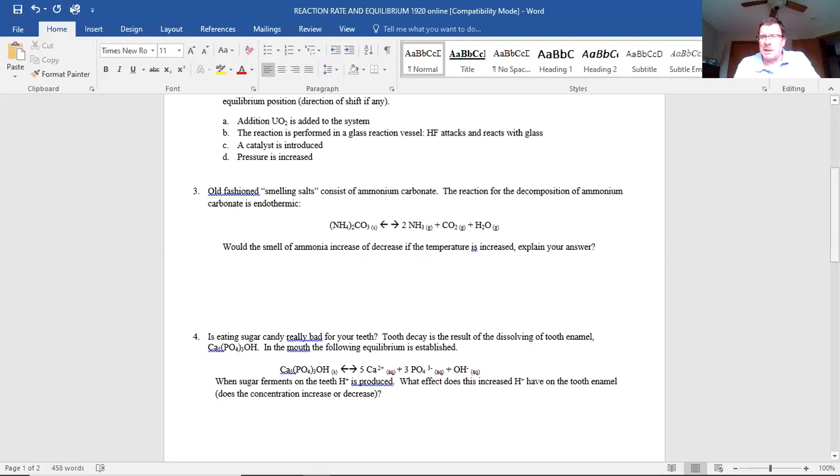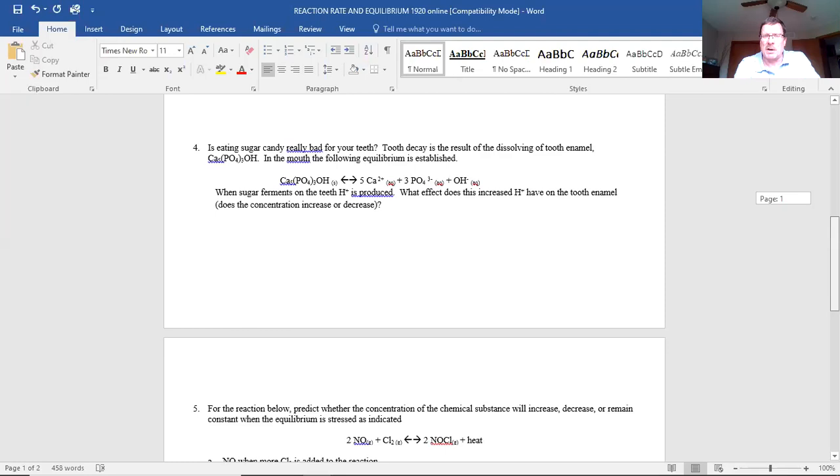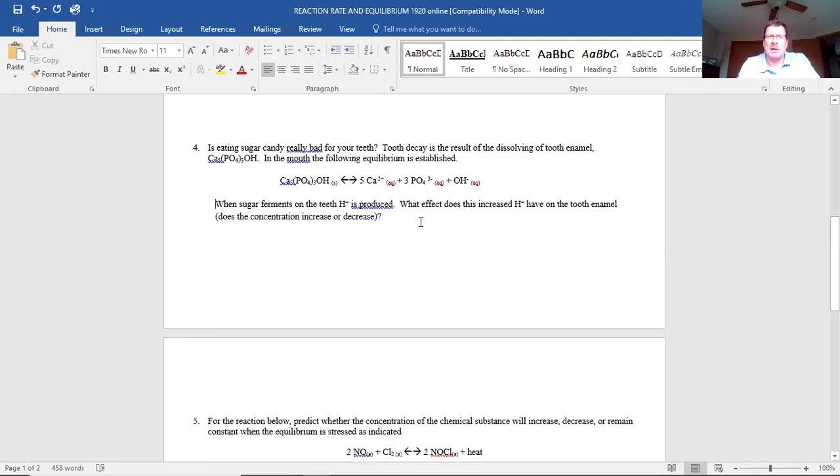The next one, why you shouldn't ever be eating candy and drinking soda and all that junk, is another equilibrium one. What you have here is the equation for tooth enamel, and tooth enamel is in an equilibrium of breaking down into calcium phosphate and hydroxide ions. This is very much like that question of the hydrofluoric acid in the glass above. What it says is when sugar ferments on the teeth, it kicks out hydrogen ions. It's acidic.